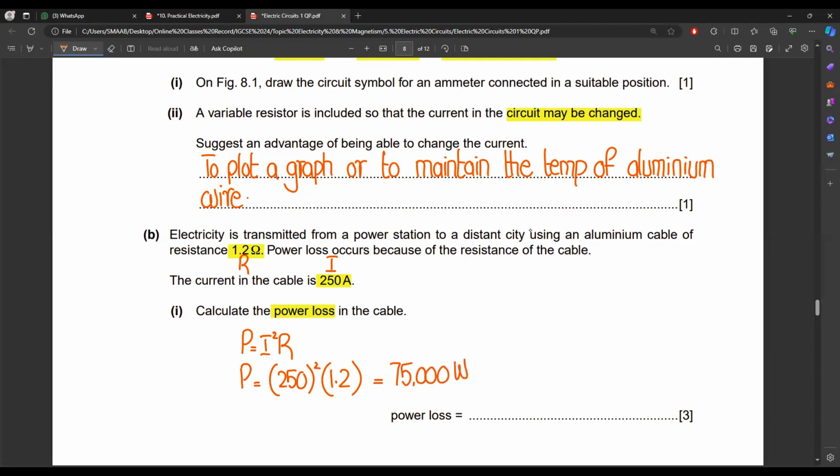So you can write 75,000 watt, or you can also write, as you mentioned, 75 kilowatt, because kilo is equal to the thousand value.